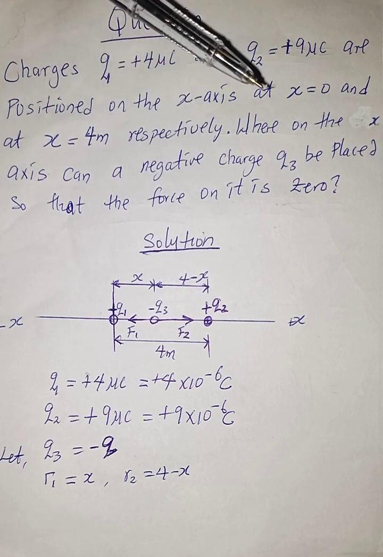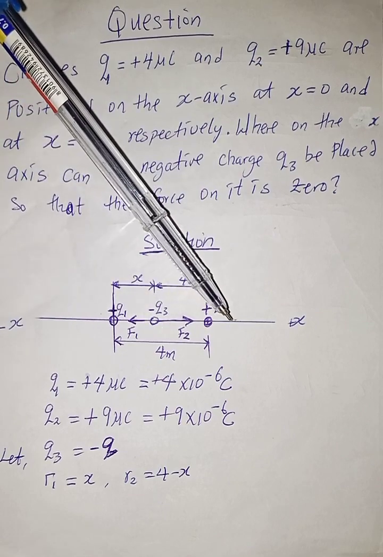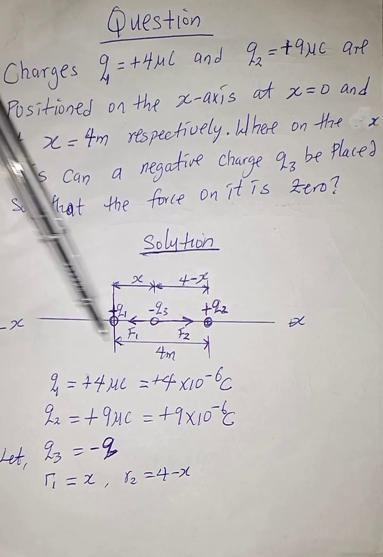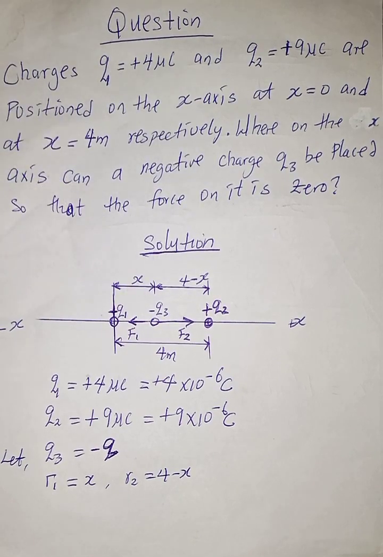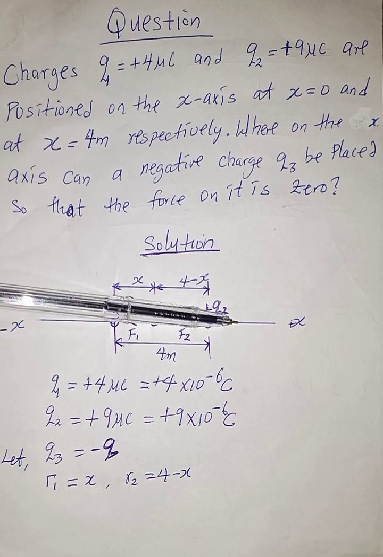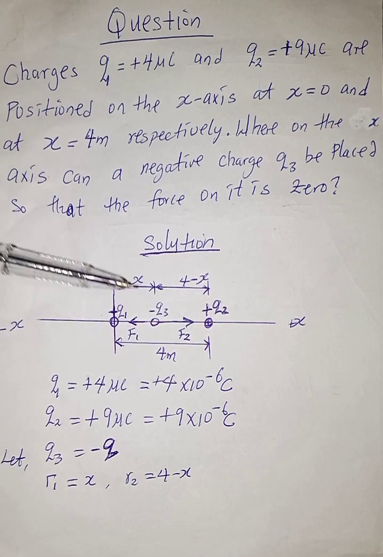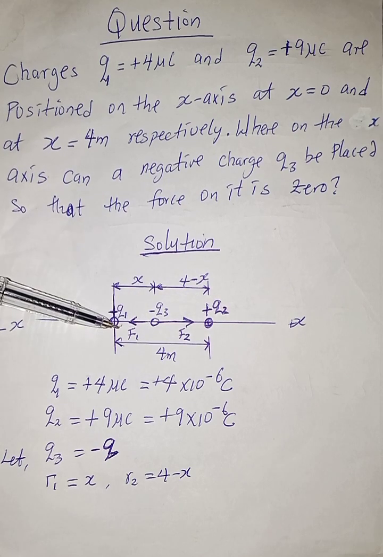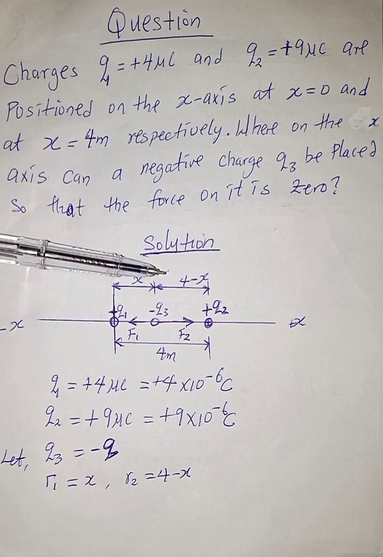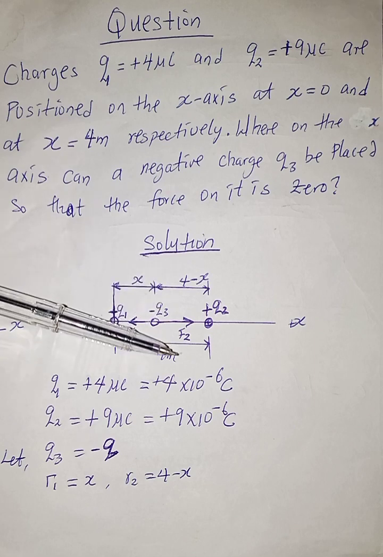Then I said, where on the x-axis, anywhere you like, anywhere at all is possible. They said where on the x-axis are you going to place a negative charge Q3 so that the force on it will be 0? Now you can try your best to check where you are going to place the charge, but remember that like charges will repel, while unlike charges will attract.